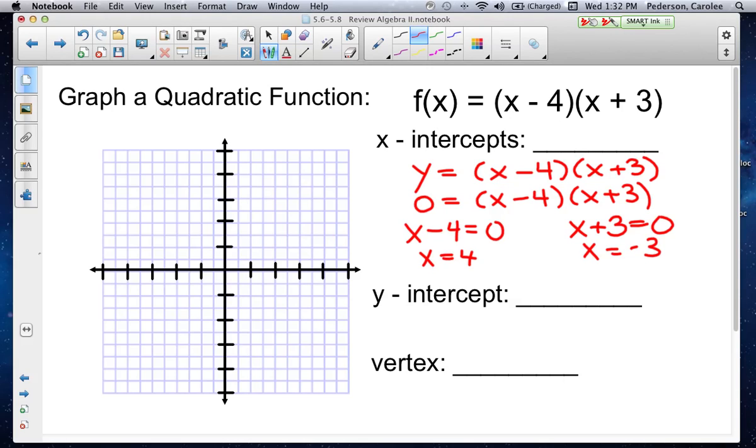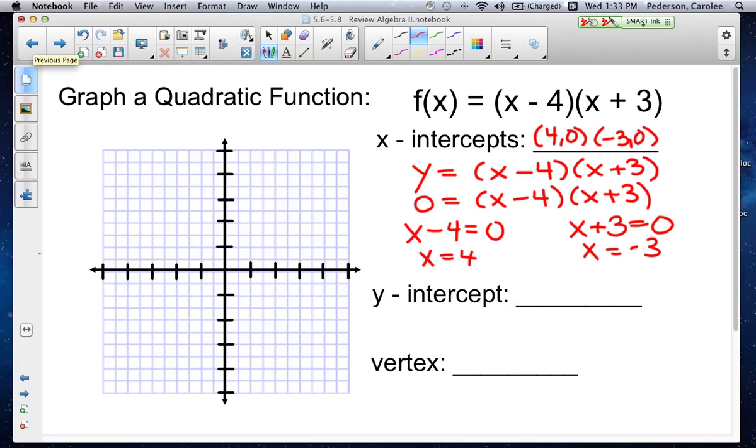Now we don't want to leave the answer like that. We want to leave them as ordered pairs. So what would be them as ordered pairs? 4, 0, and negative 3, 0. Yep, 4, 0, and then negative 3, 0. Do you remember how to find the y-intercept? Or, yeah, the y-intercept.